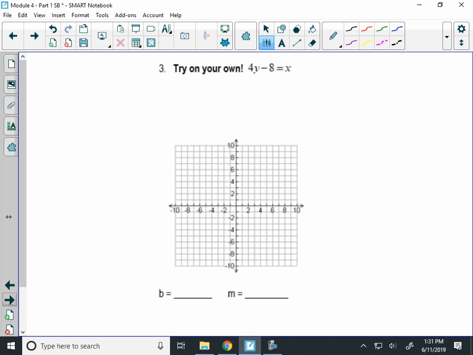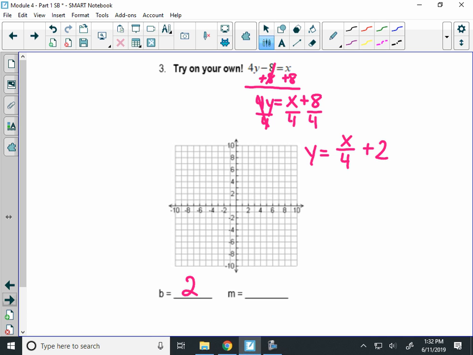All right, so let's try number 3. So I'm going to start by moving the 8 because I want to get y by itself. And I'll get 4y equals x plus 8. They're not like terms, so I just tag the 8 on the end. And then I need to get y by itself, so I divide every term by 4. That'll give me y equals, I'm going to leave that as x over 4 plus 2. So the y-intercept is the number by itself, the 2. The slope here is the number in front of x, which is actually 1 over 4.